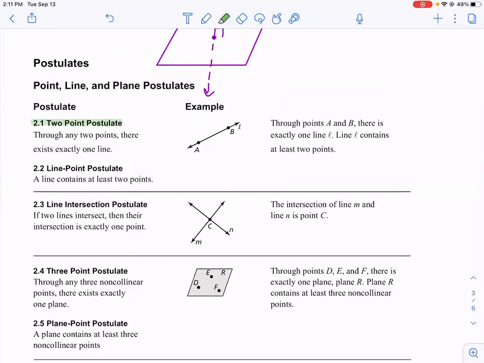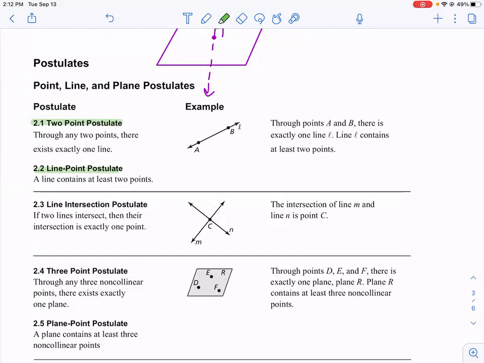Here we go. The 2-point postulate. Through any 2 points, there is exactly one line. And the other way around, the line point postulate: a line contains at least 2 points. Okay, that is something that we know. It's just a thing. It's true. It's a postulate. Remember, postulates we just accept for fact. You okay with that?